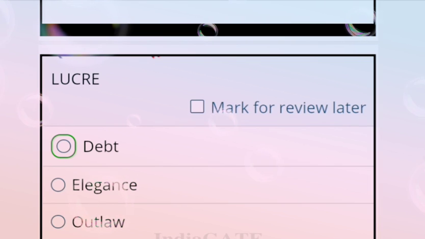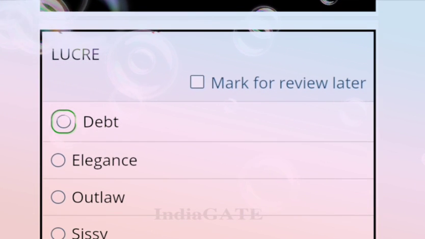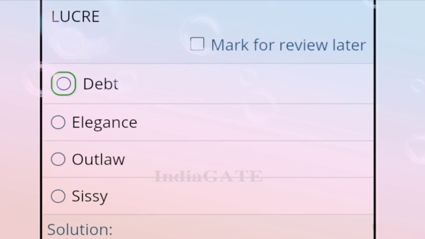Next, here the direction is given for 54 to 56. In the following questions, choose the word opposite in meaning to the given word. So here the first given word is learn. So option A is correct.